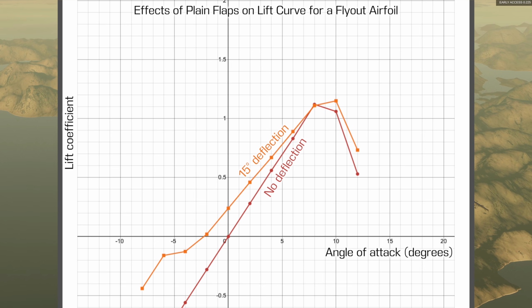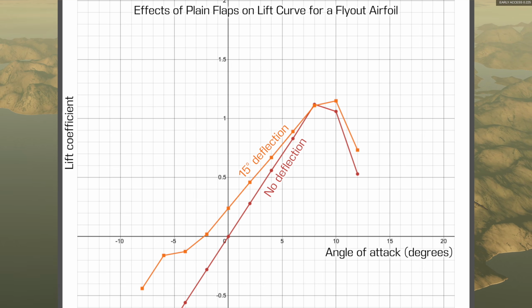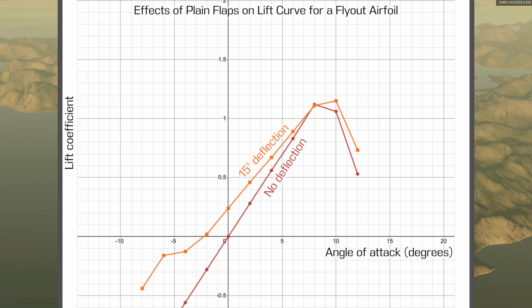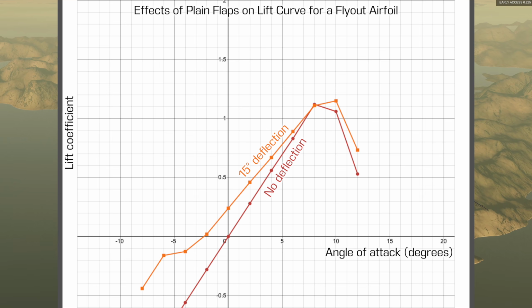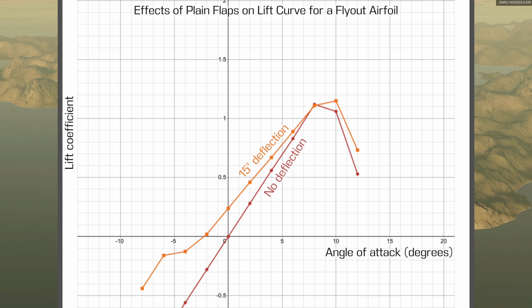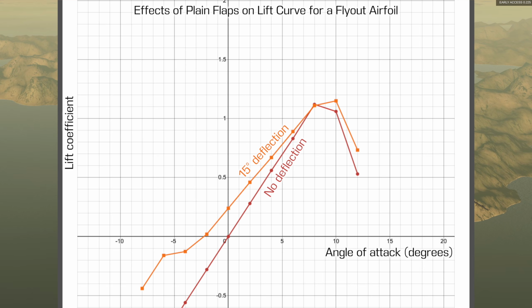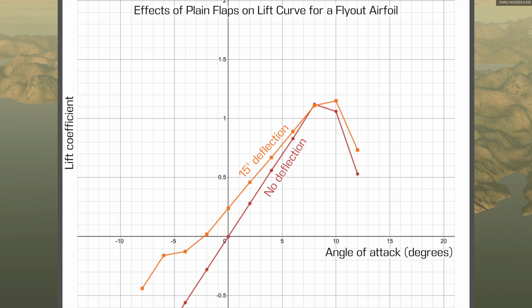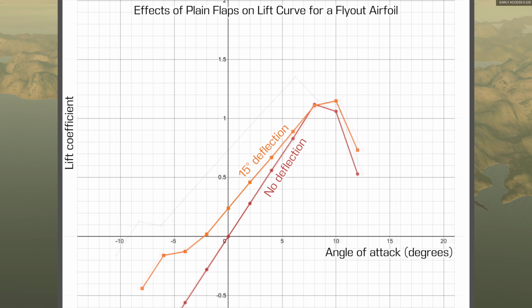In Flyout, however, we see a very different behavior. For low amounts of flap deflection, the maximum lift coefficient is not increased, nor is the stall angle decreased. At lower angles of attack, the lift curve is offset to the left, but this does not persist at higher angles of attack due to the slope becoming shallower for some reason.